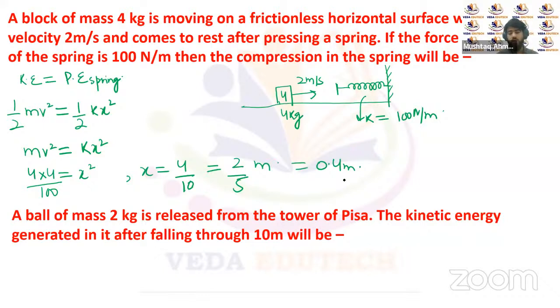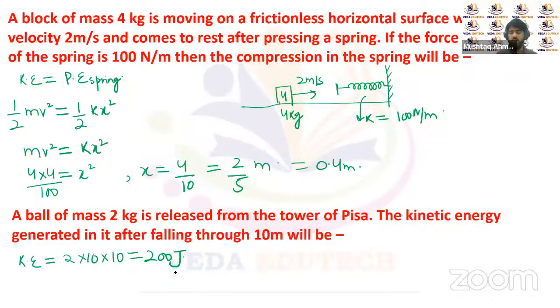So when the ball falls through 10 meters, the kinetic energy generated will be equal to the amount of potential energy released. That's equal to the weight of this body multiplied by the distance through which it falls. The weight of this body is m into g, that will be 2 into 10, and the height through which it falls is 10. So it's equal to 200 joules. So 200 joules of kinetic energy will be generated here, because that potential energy of 200 joules gets converted into the kinetic energy of this ball.